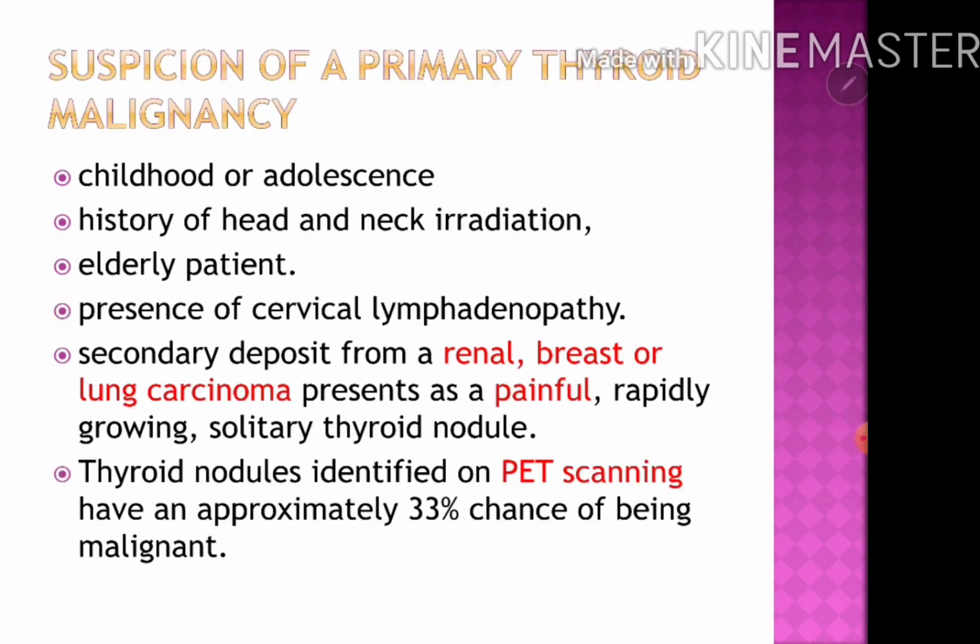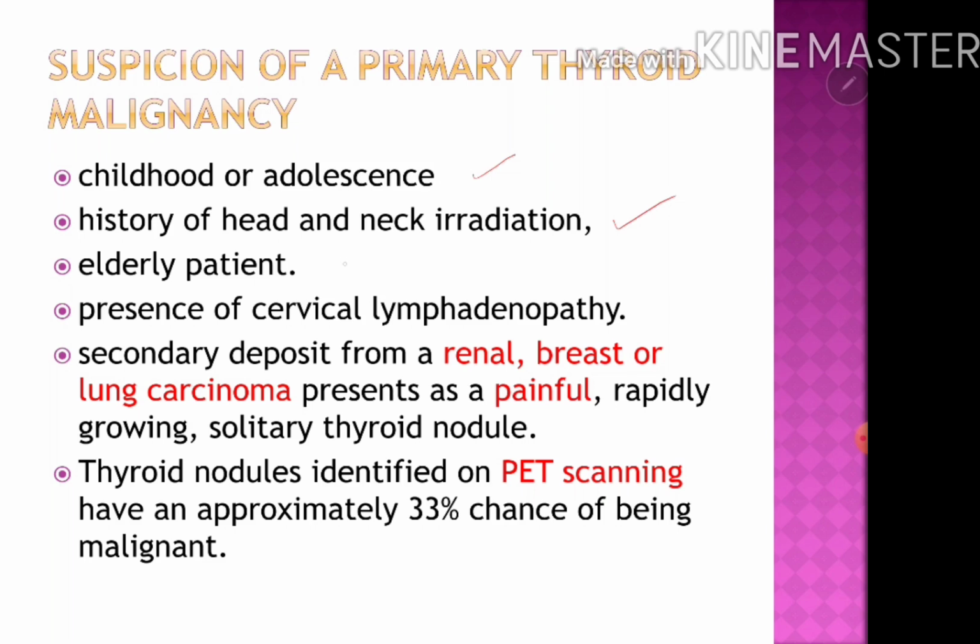Okay. How can we suspect that this nodule may be malignant? We have characteristic features or characteristic findings. If present, whether in the history, examination, or findings, they may increase the possibility of malignancy rather than benign. If the nodule presents in childhood or adolescence, this mostly goes with malignant rather than benign. Or if there is a history of head and neck irradiation. Any radiation increases the possibility of thyroid cancer rather than a benign nodule.